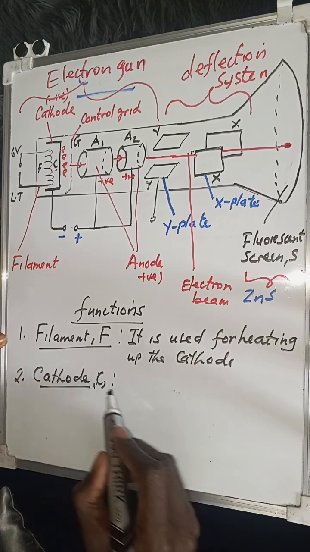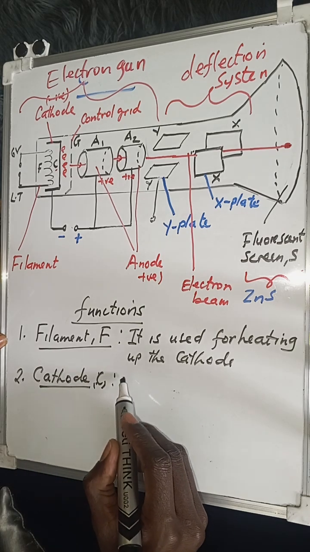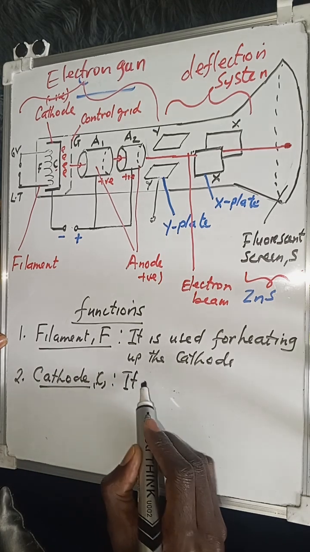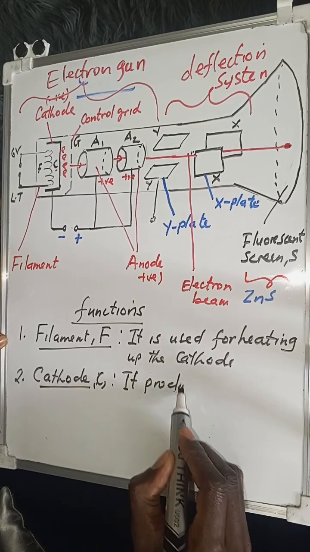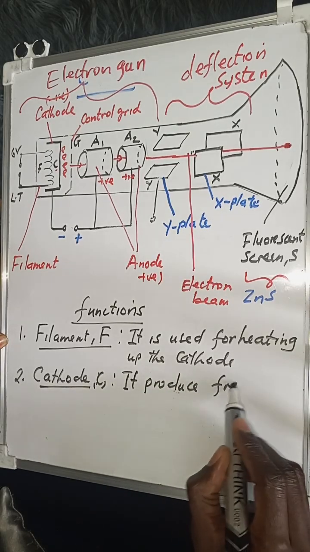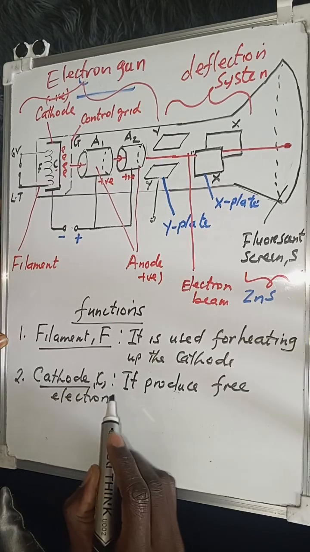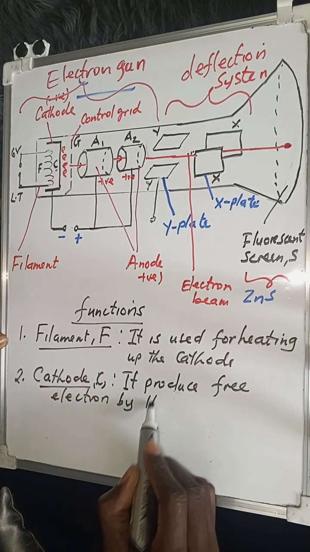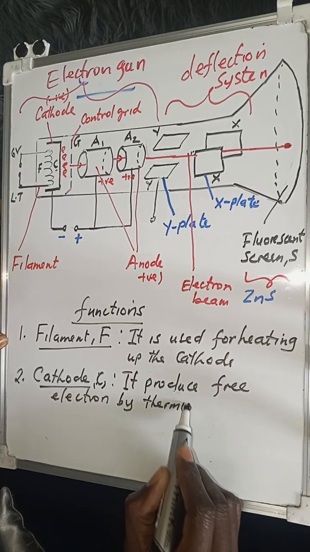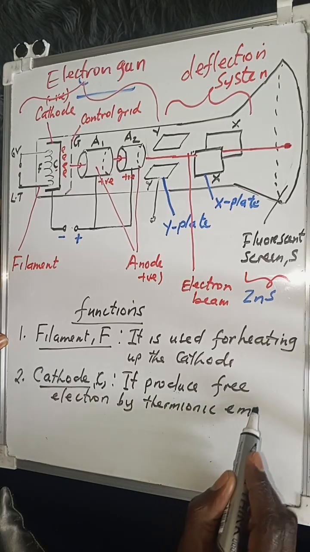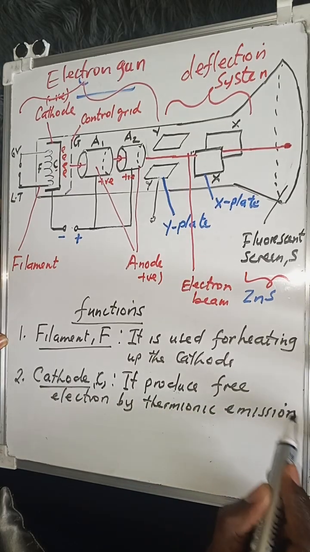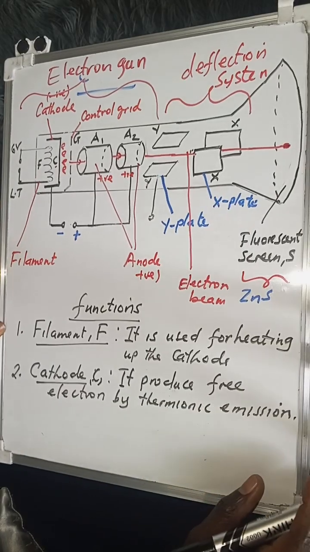So we can simply say the cathode produces free electrons by thermionic emission. That's what we need to remember. So by thermionic emission, that is what it does.